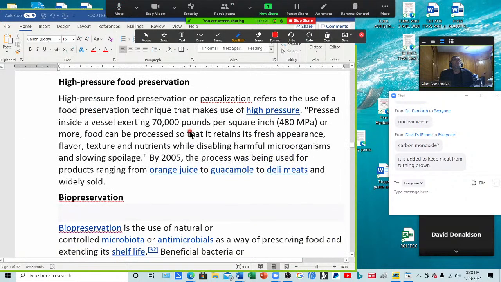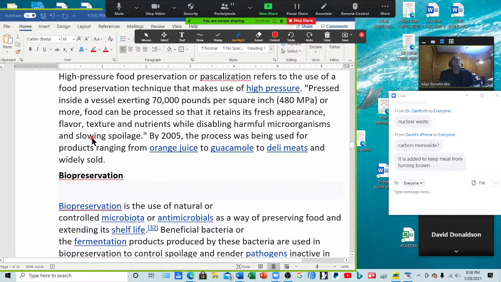High pressure food preservation, or pascalization, refers to a food preservation technique that makes use of high pressure, inside a vessel exerting 70,000 pounds per square inch or more. Food can be processed so it retains its fresh appearance, flavor, texture, and nutrients while disabling harmful microorganisms and slowing spoilage. By 2005, the process was being used for products ranging from orange juice and guacamole to widely sold deli meats.